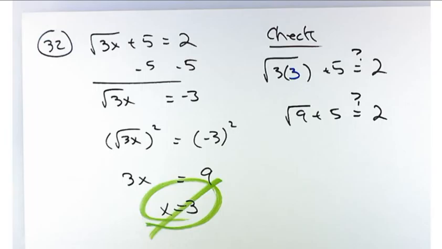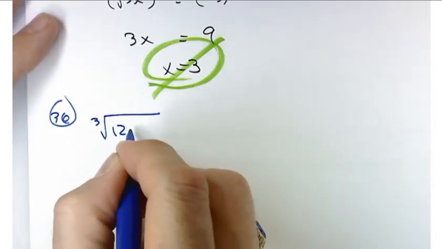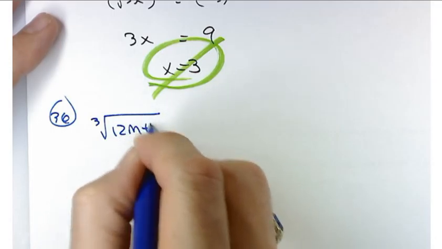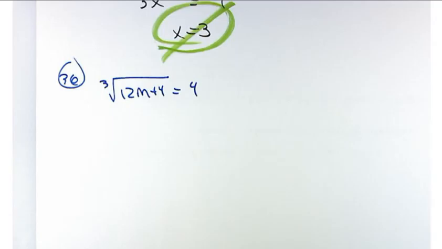Let's try a couple more, a couple different ones, kind of mix things up a little bit. Problem number 36. Cube root of 12m plus 4 equals 4. What's an important difference between this one and our previous problems? It's a cube root, right? So what do you think that's going to mean in terms of how we approach solving this?